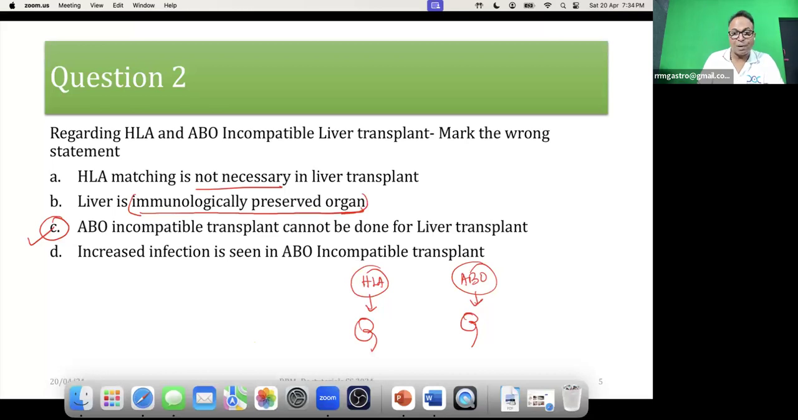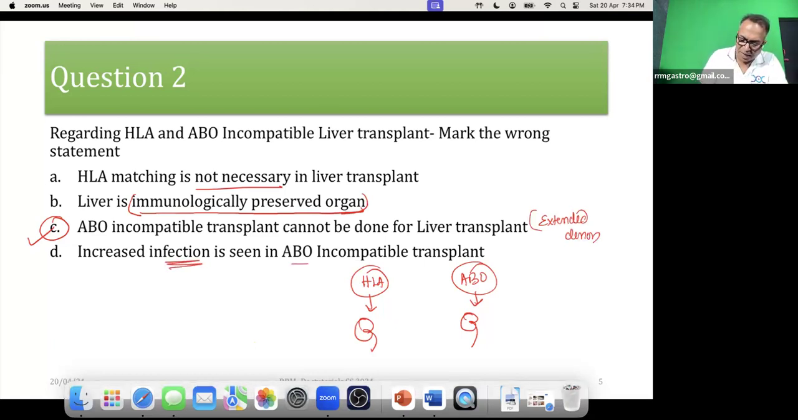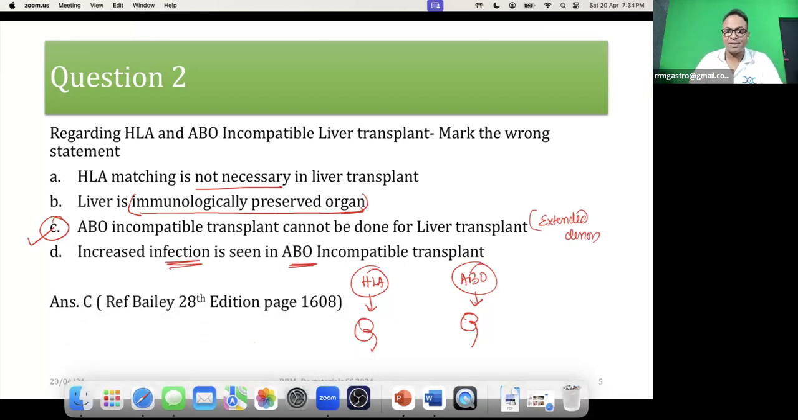ABO incompatible transplant has been started as a part of extended donor criteria. Extended donor criteria included ABO incompatibility also, but the only problem is there is an increased rate of infection due to adding of high immunosuppressants. Why is there increased infection in ABO incompatibility? Because we will be adding high dose of immunosuppressants in these patients. So just remember this concept.